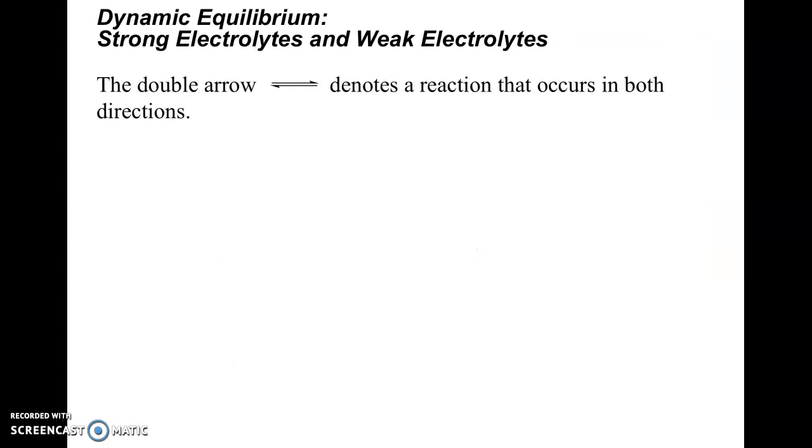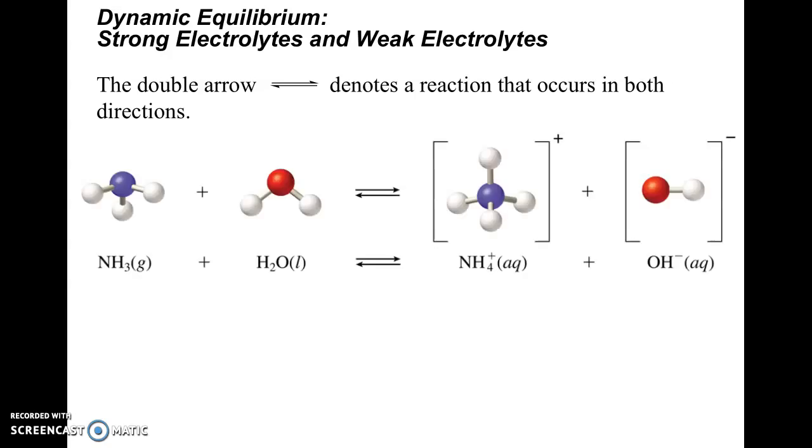And so we're going to talk a little bit here about equilibrium, and we'll do more of that in future chapters. But this double-headed arrow denotes that the reaction can go in either direction. And so I have an example.